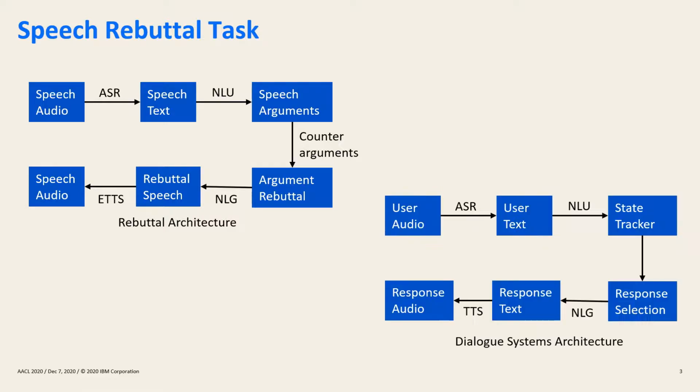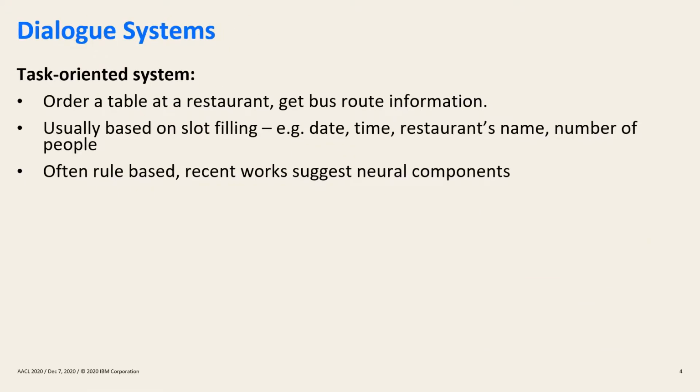If you're at all familiar with dialogue systems, the classic architecture of dialogue systems, especially of task-oriented ones, is very similar, where the very right part is slightly different, but also analogous. Dialogue systems are usually split into 2 types: the task-oriented dialogue systems, such as a system that orders a table for you at restaurants or informs you of a bus route.